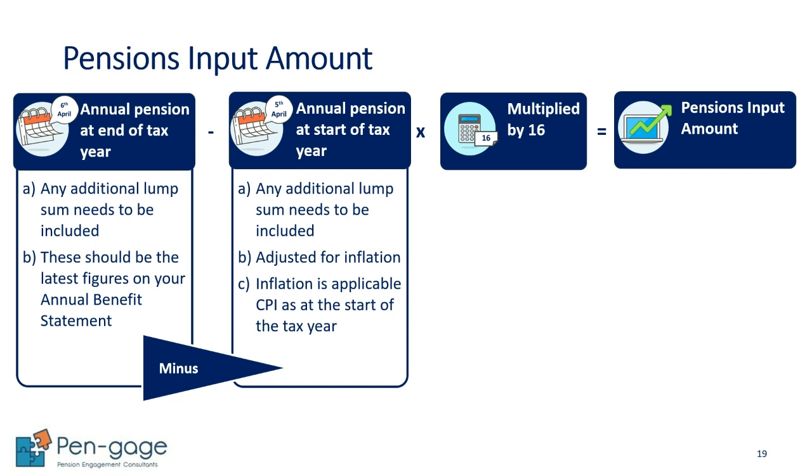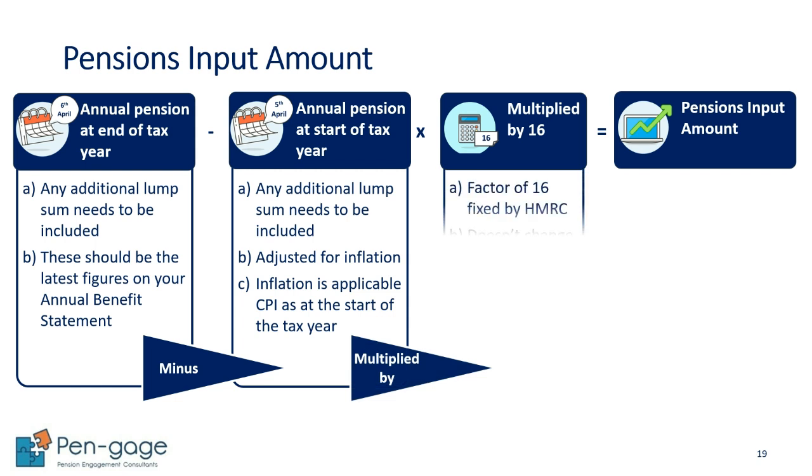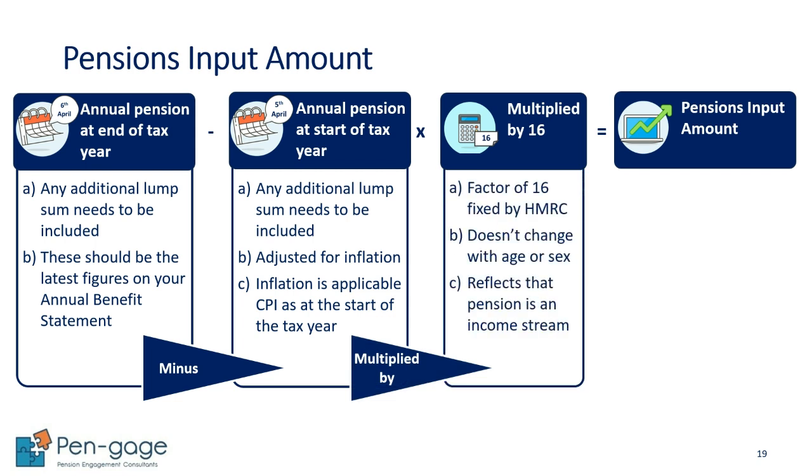So let's say for this example that is £2,000, the difference between these two figures, the start and the end. We then have to multiply that by a HMRC factor of 16. That factor of 16 is the same for everybody and has been in place since 2010. And it's really just a reflection to say that when you receive your annual pension at retirement, you don't receive it once. You receive it every year that you're alive. And so it's taking account of those multiple times of payment.